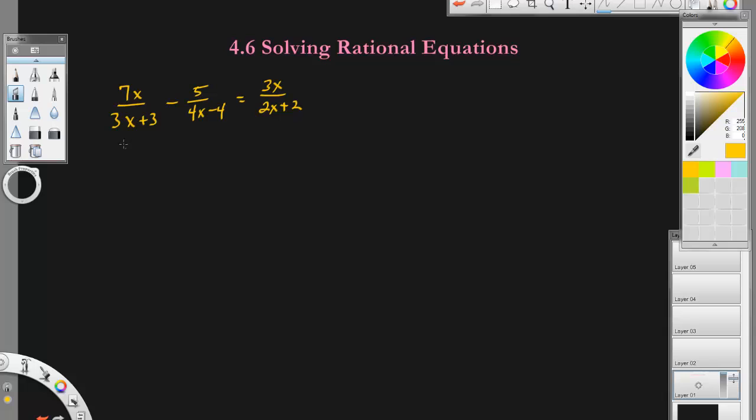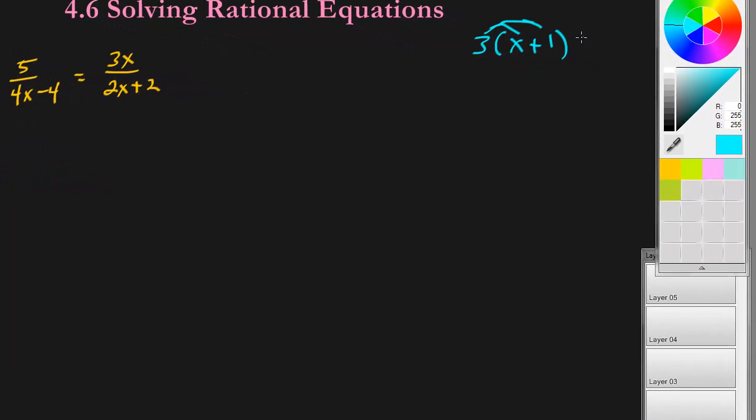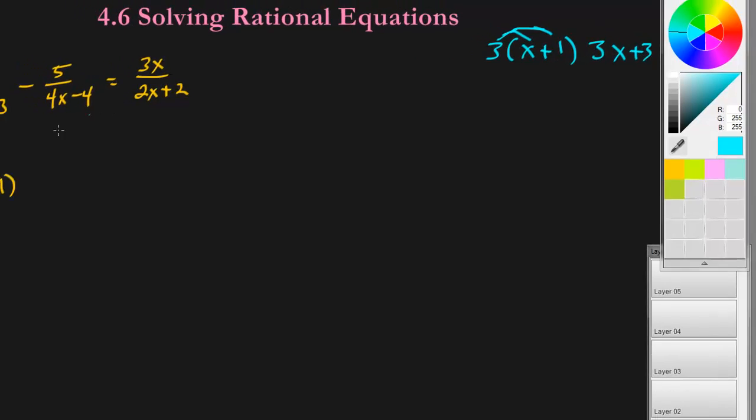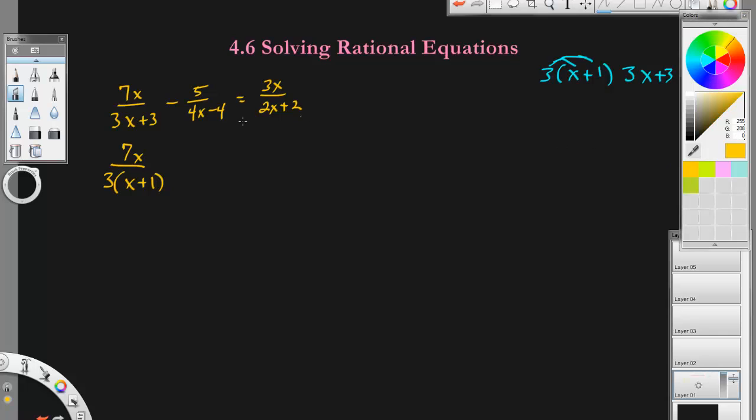So what we're going to do, there's probably 100 ways to do this problem, but I am going to factor a 3 out of the bottom here. So this is going to become 3 times x plus 1. Now, just so you see what happened there, 3 times x plus 1, if I distribute that through, is 3x plus 3. So I just took a 3 out of each one and got this. Now, I did this because, well, watch and see what happens here.